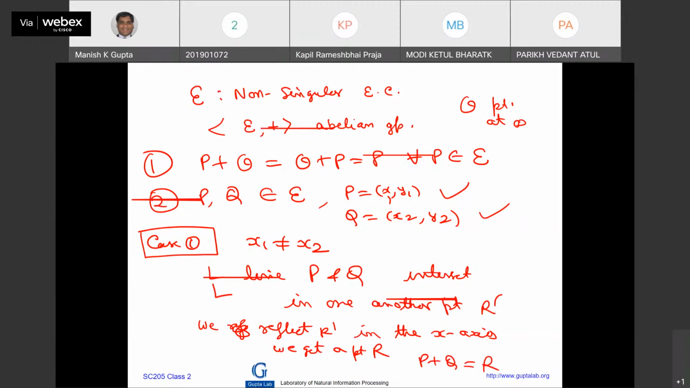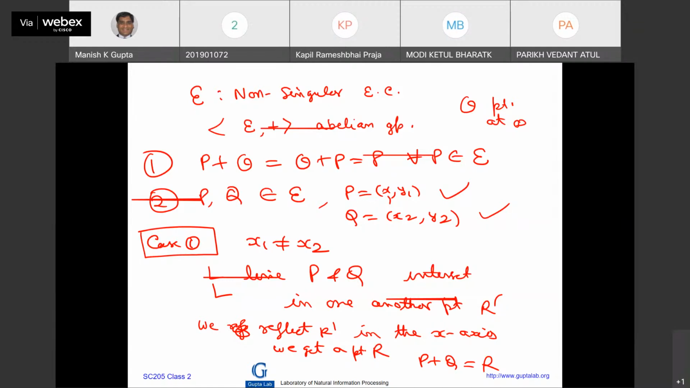What we are saying is, if P and Q are two points, and x1 is not equal to x2, this is the condition. In that case, if you draw a line L connecting 2 points P and Q, that line will intersect another point R prime on the curve. That point R prime, we reflect in the x-axis. We take the reflection of that point on the x-axis. Basically, we get a point R. So addition of 2 points P and Q will be P plus Q is equal to this point R. That is how the addition is defined. I've given you the geometrical thinking of it, but now I will do the calculations for you.